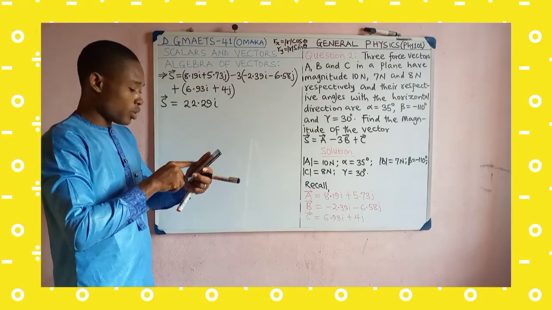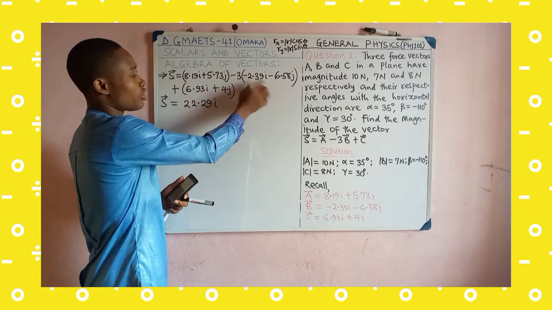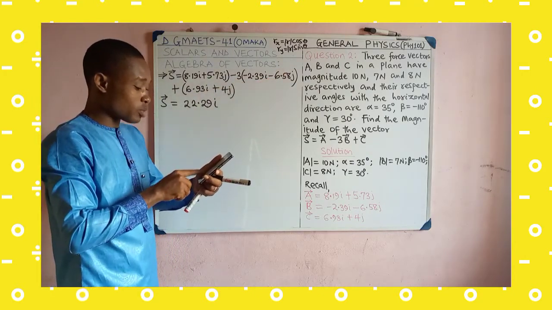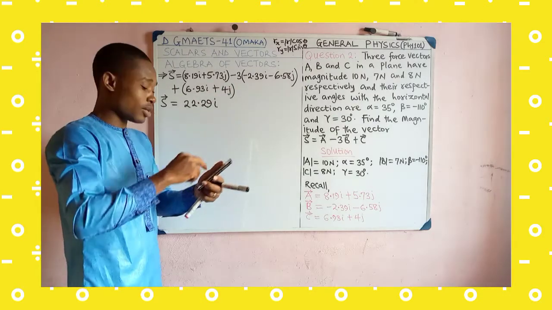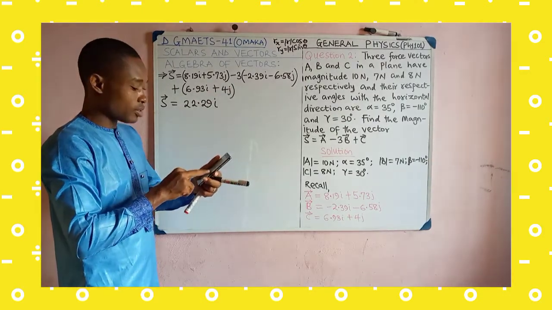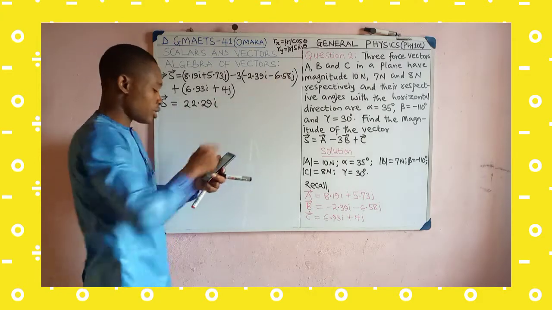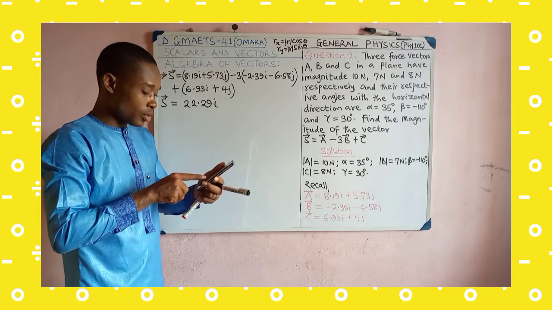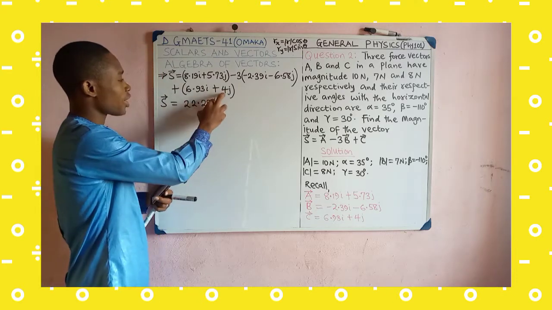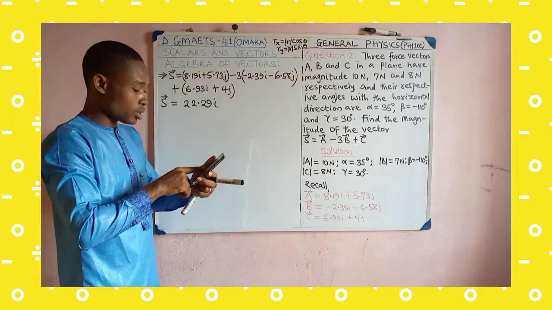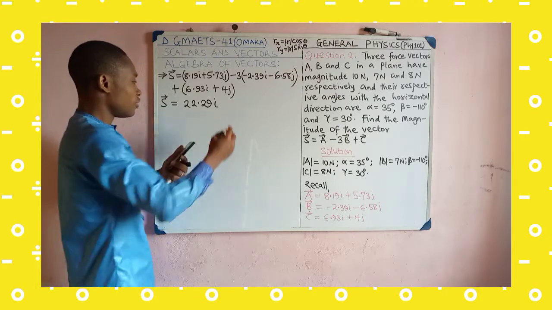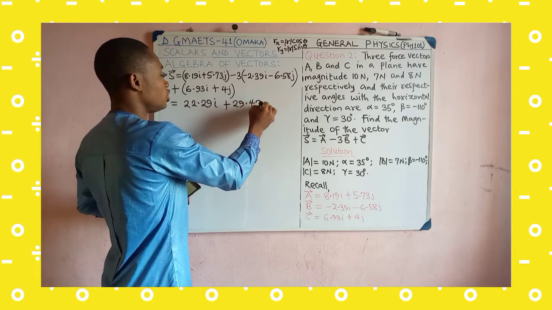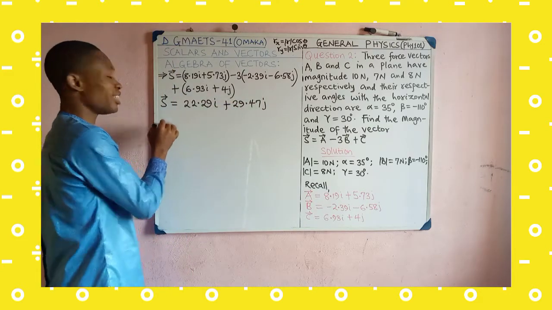Go back again and do the same for the y component. That's 5.73, then minus 3 times minus 6.58. Of course, minus times minus gives plus, so plus 3 times the y component, 6.58, and then we add it to the y component of vector C, which is 4. This gave me 29.47j. Good.